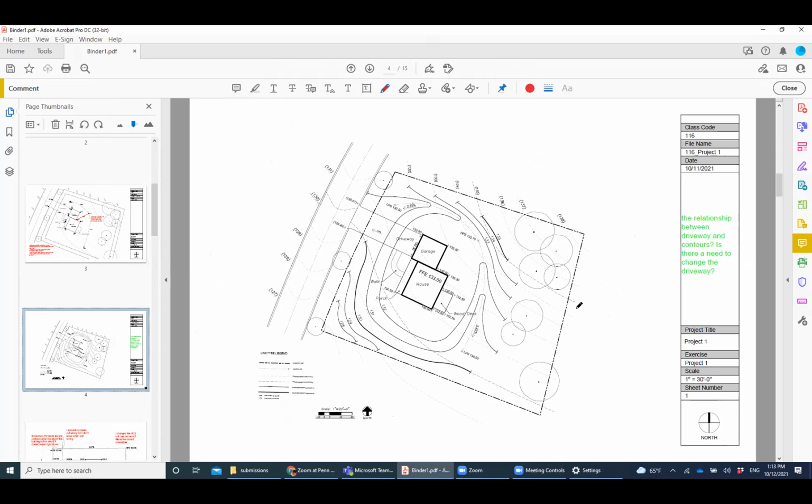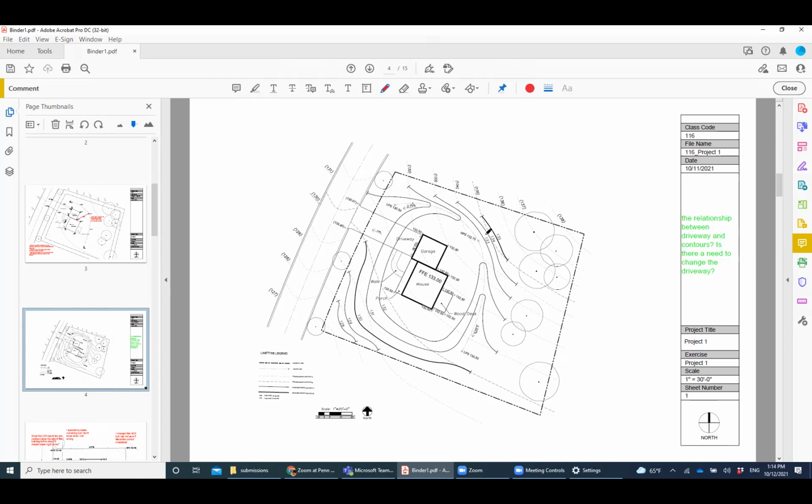Okay, the relationship between driveway and contours. Yes, I think right now the tick marks along the edge of the driveways are still off, but I understand this is a draft, so don't worry about that yet. Is there a need to change the driveway? I think you're missing some contours. Not missing, it's not connected right. The 130 is not connected right.